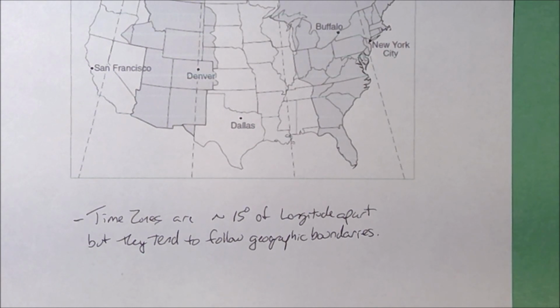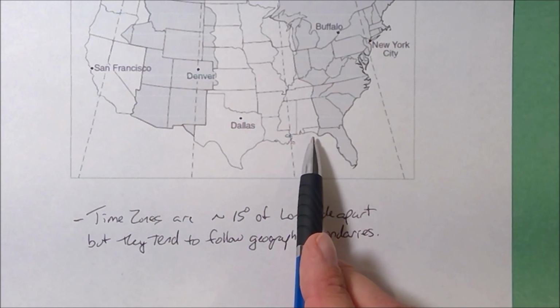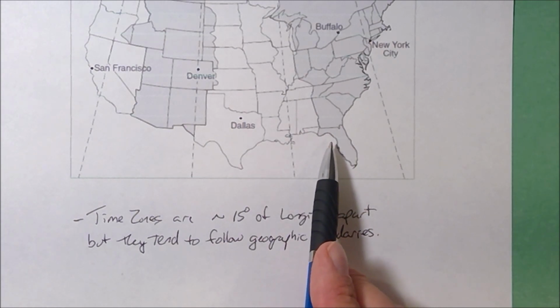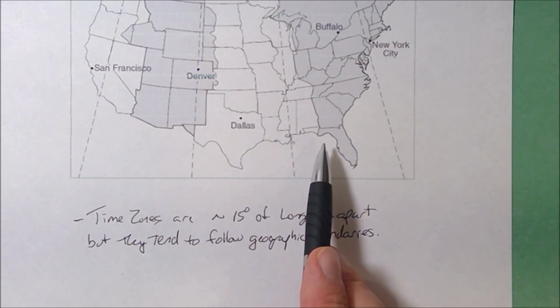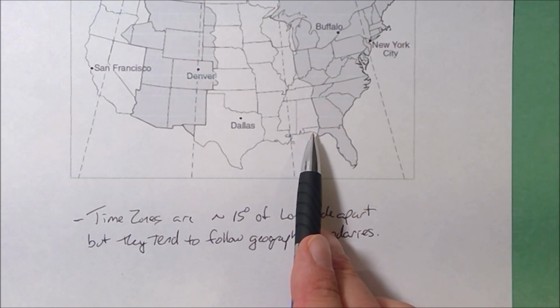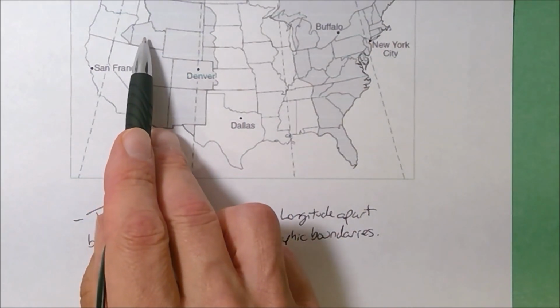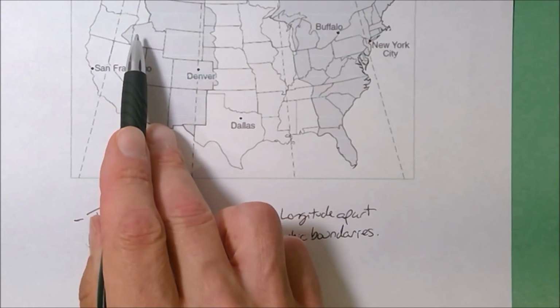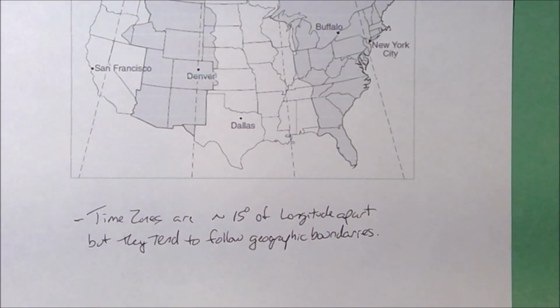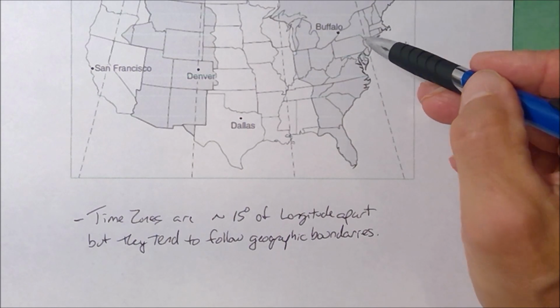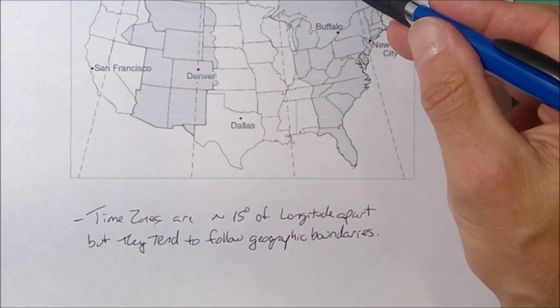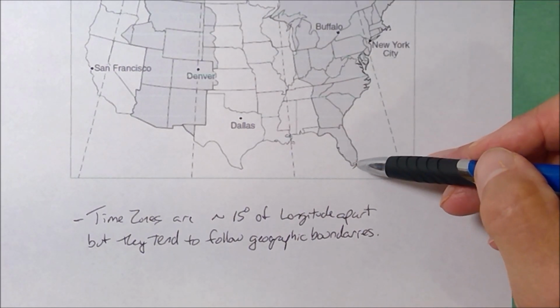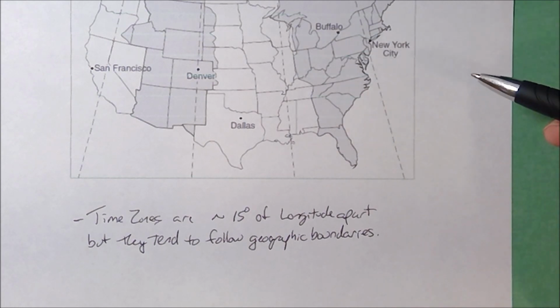There's a few places in the U.S. where a state will be part of 2 time zones. So if you look at Florida over here, it has 2 different time zones. If you look at Idaho, part of Idaho is in the Pacific, but part is in Mountain Time. Here in New York, we're all in one time zone, and you'll see the Eastern time zone is pretty wide. There's a lot of states in the Eastern time zone.